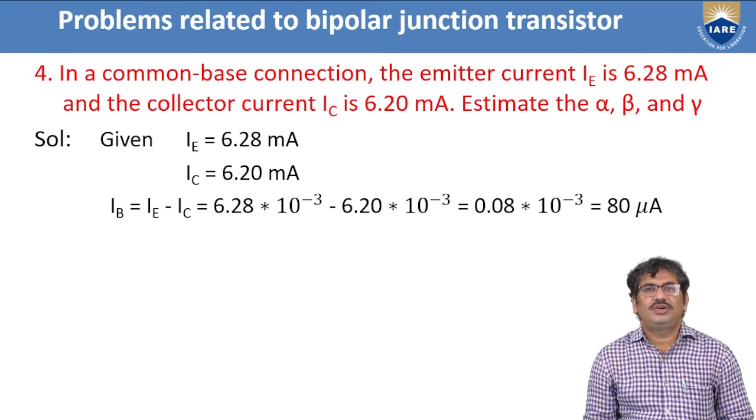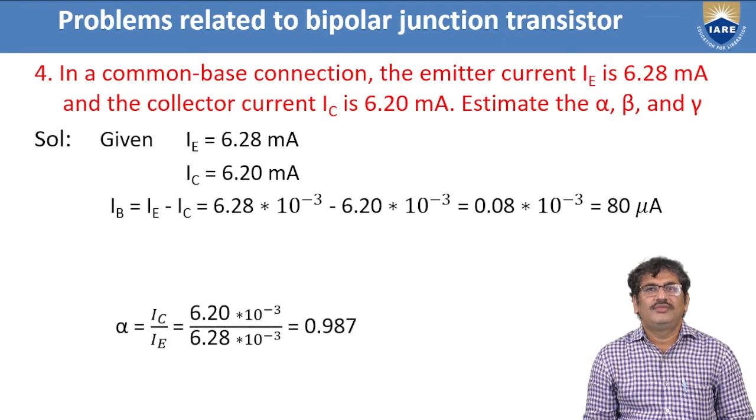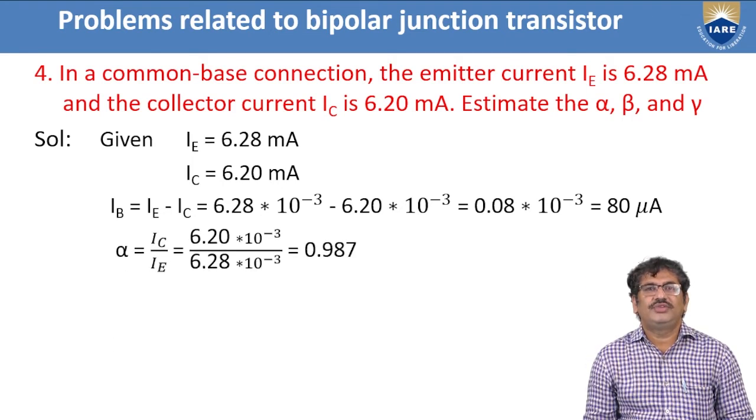Next, we need to find out the current gains of the transistor alpha, beta, gamma. First, we will take alpha. Alpha is defined as the ratio of collector current to emitter current. In the problem, the given collector current is 6.20 milliamperes, that is into 10 power minus 3. The emitter current is given as 6.28 milliamperes, that is into 10 power minus 3, which will give us alpha value as 0.987.